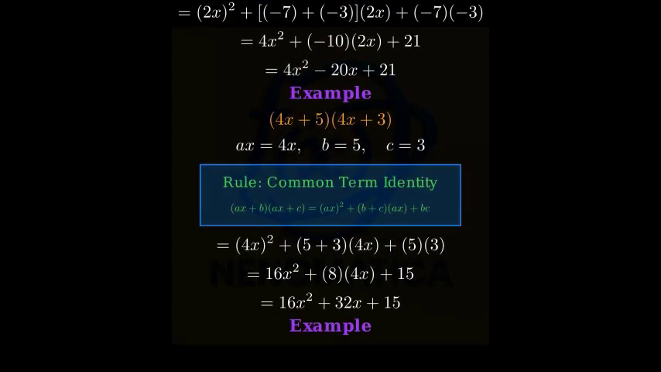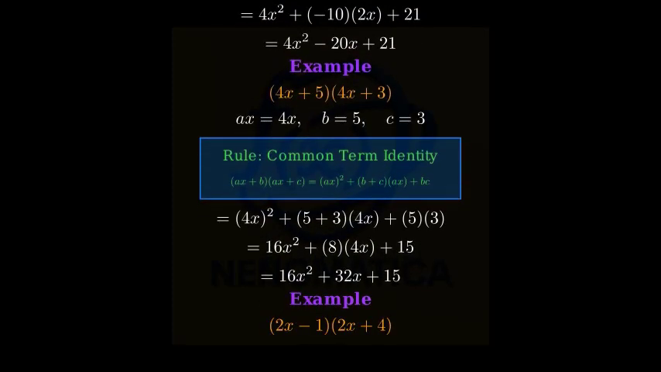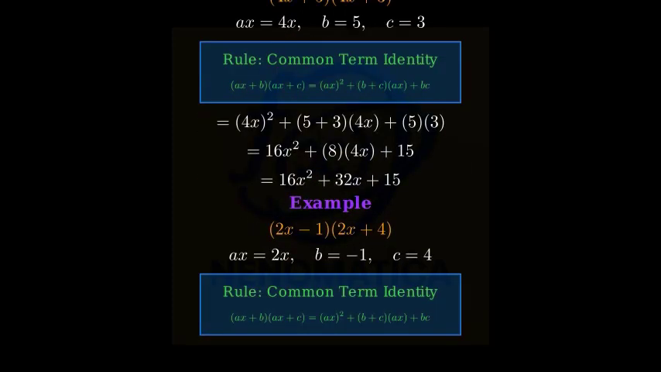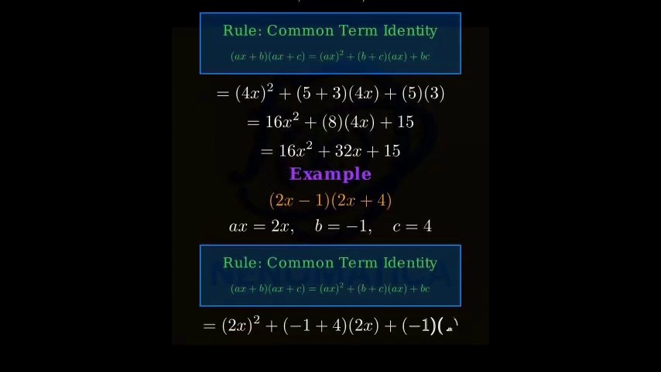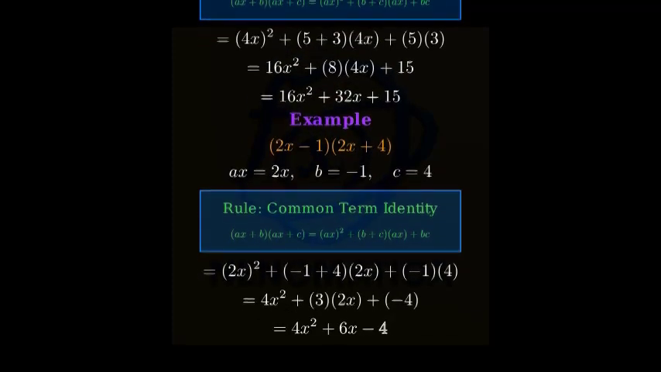Let's work through one more example. Here we have the expression 2x minus 1 times 2x plus 4. Let's identify the parts once more. Step 1, we substitute our values into the formula. We have 2x squared plus -1 plus 4 times 2x plus -1 times 4. This simplifies to 4x squared plus 3 times 2x plus -4, which gives us 4x squared plus 6x minus 4.